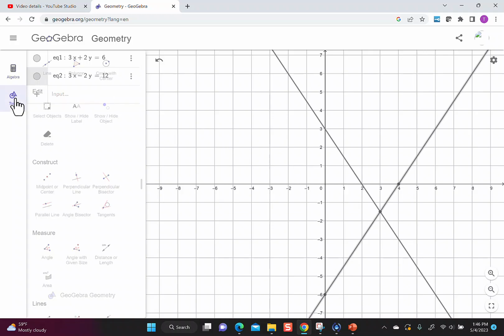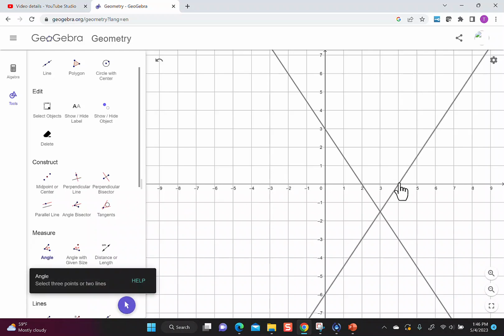So I'm going to go to Tools, and I'm going to go down to Measure Angle. I'm going to click on one line, and I'm going to click on the other line. What it tells me is at least one of the two angles that are happening here. The ones across are always going to be the same. So it says this one is 67.4 degrees.